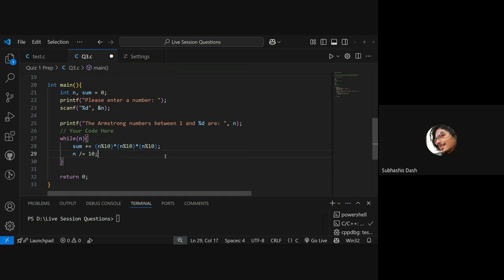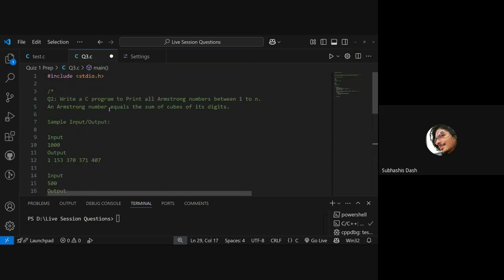Is that okay? Yeah, fine. So essentially, what this code does is that it will take the last digit and cube it and add it to the sum, and then it will divide the number by 10. So it will bring the next digit forward. That way it will calculate this part, the sum of cubes of the digits.